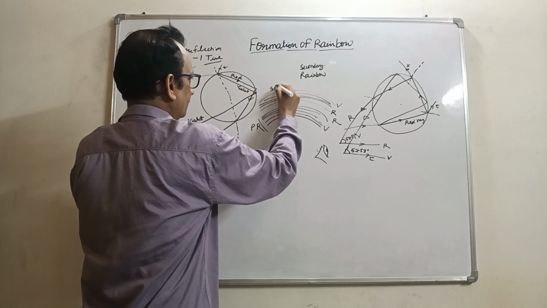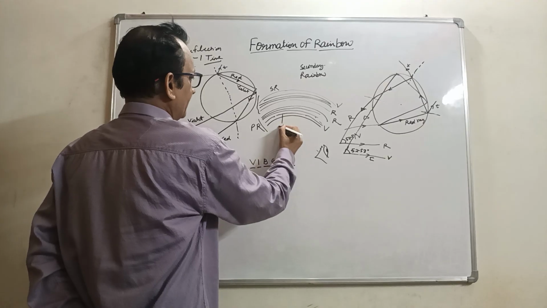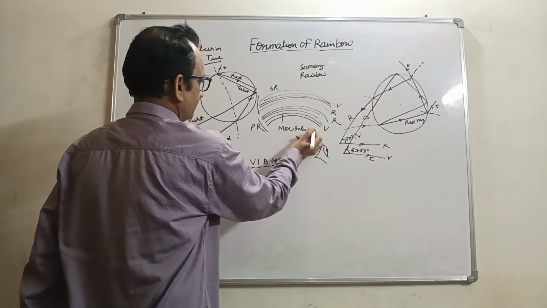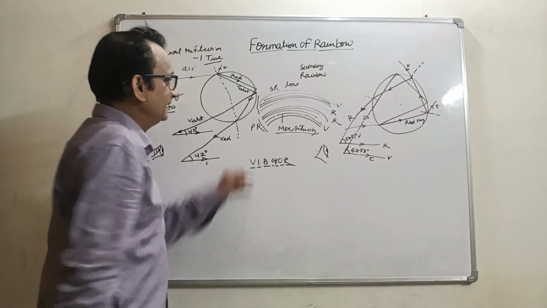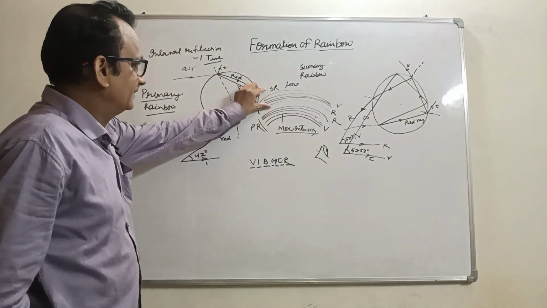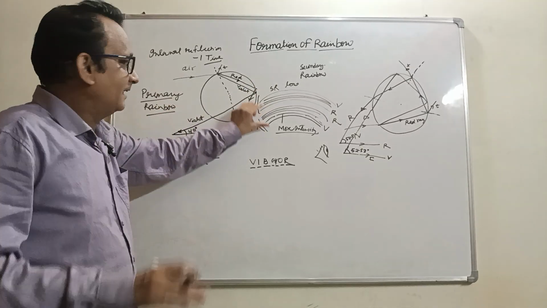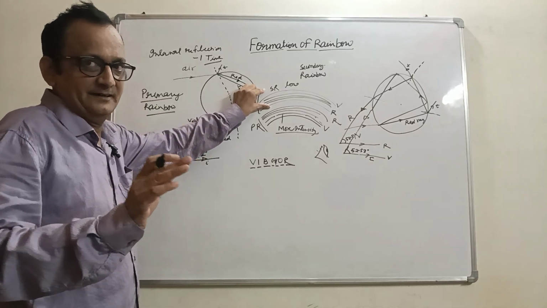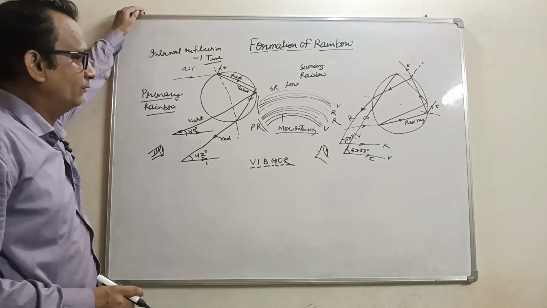So we conclude here the intensity of the primary rainbow. This is the secondary rainbow. The intensity of the primary rainbow is more, and this has low intensity. So this one we see bright, this one we see less bright. So the primary rainbow is seen brightly and the secondary rainbow is not seen so brightly by us. So this is the phenomenon of the formation of a rainbow.